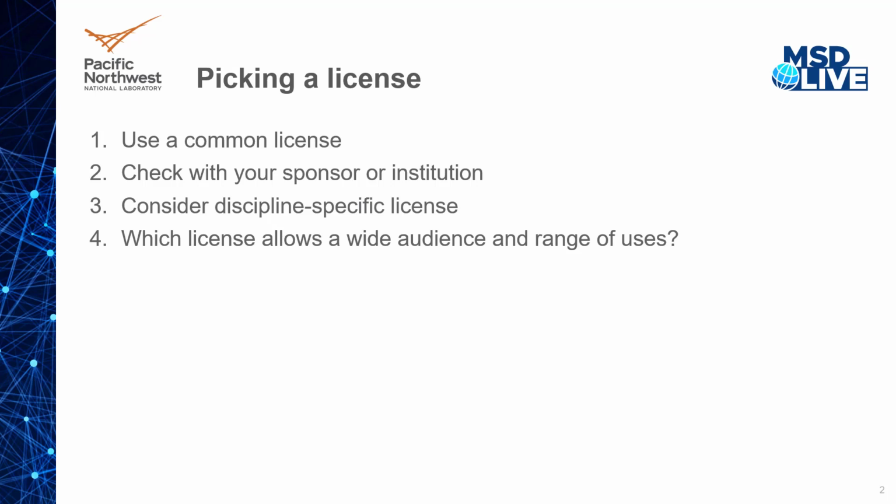When choosing a license, your first step will be to check if your funder or institution has any specific requirements about licenses. If not, and your discipline usually uses a specific license, then you should consider that as well. Finally, to make reuse as likely as possible, choose a license which makes software available to the widest audience possible and allows the widest range of uses.